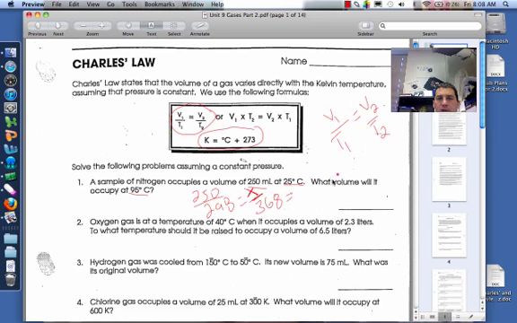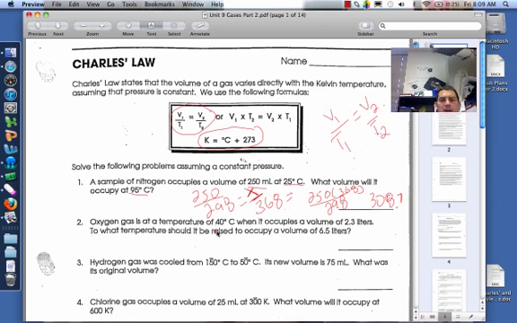If you're not good at algebra, you would simply do 250 times 368, divide all that by 298. You do all that work, you're going to get 308.7. Okay, so simply cross multiply and divide on these. We'll do one more and then I'll leave the rest for you.